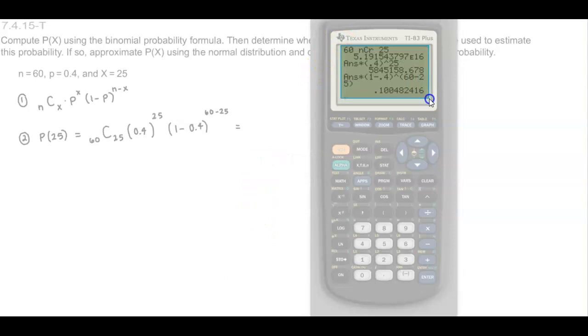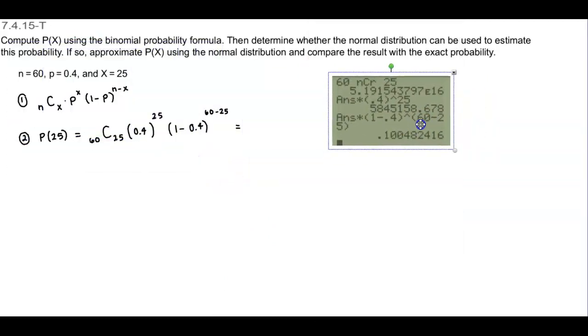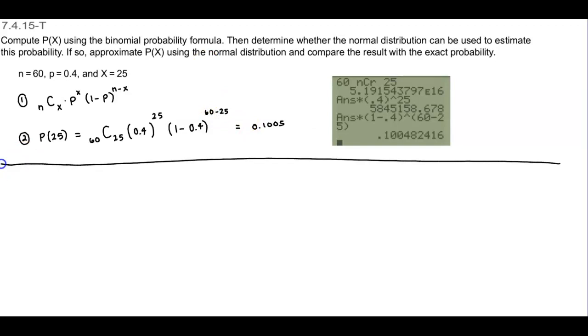So let's go ahead and copy that here. If we round to 4 decimal places, then we get 0.1005. So the first part, what we did is we used the binomial probability formula.